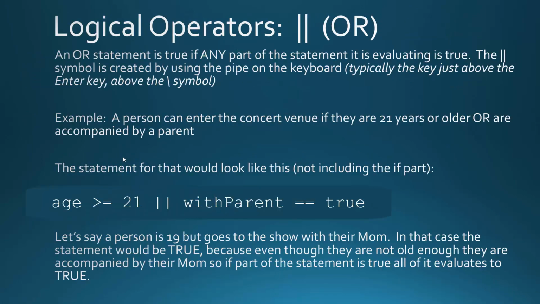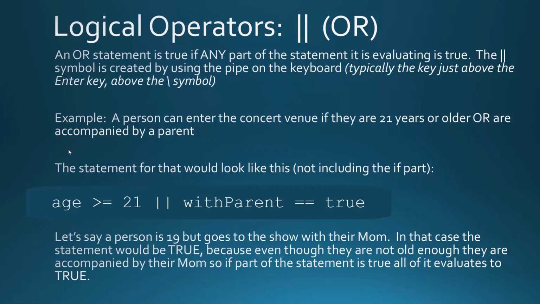Now the other one that I'd like to talk about is the logical operator OR. An OR statement's true if any part of the statement it's evaluating is true. So it could have multiple parts, could have two, it could have more. And the OR symbol is just really created by using the pipe on the keyboard, and that's the key just above the enter key, above the backslash.